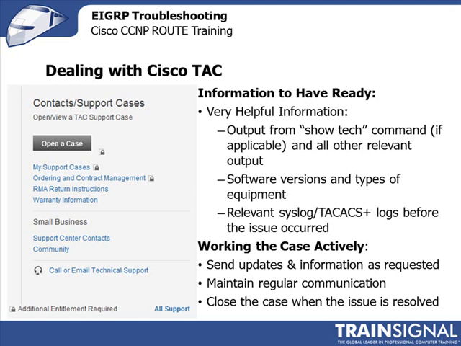The next thing you need to do is to make sure you work the case actively. Be sure from your side of things that you send updates and information as requested. Many times you'll get an email update that'll say things like Cisco pending or customer pending, something from the engineer.